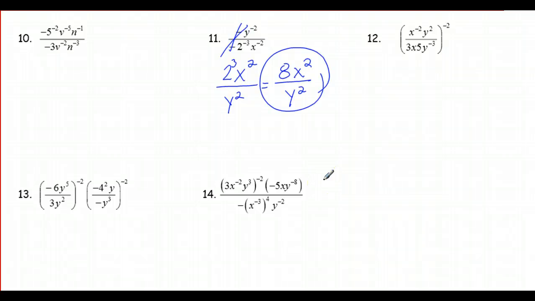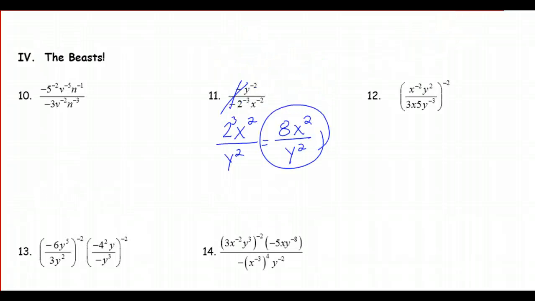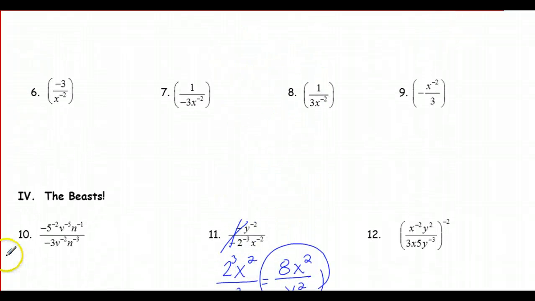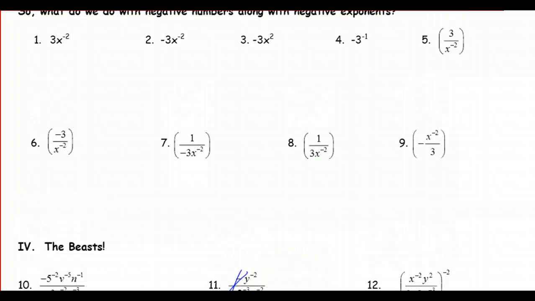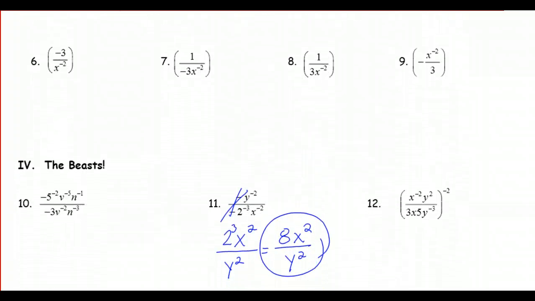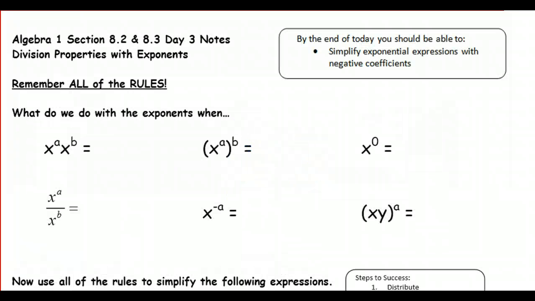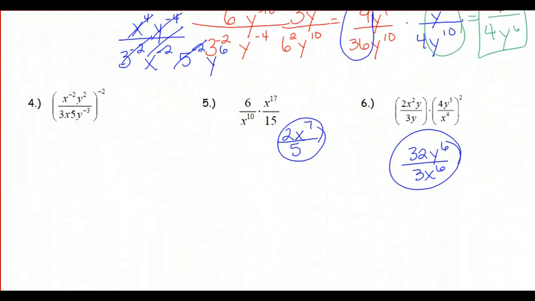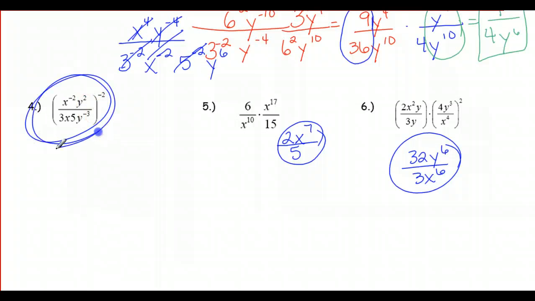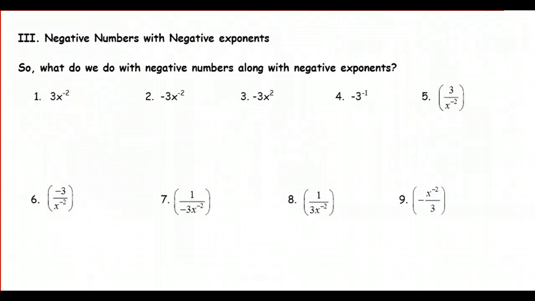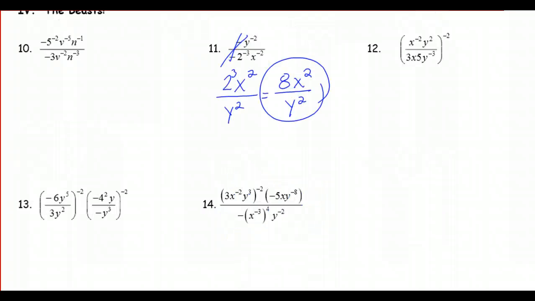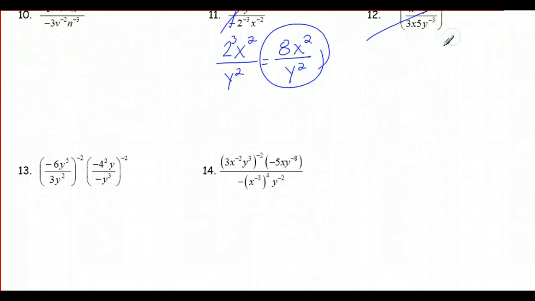Alright, number 12, I'm going to go ahead and distribute my, this one looks like one we just did. Is it? Wait, where was that one? I think it was on the first page. Let me just go back just for a second. X to the negative second. Oh, we did. We just did it right here. Alright, so we're going to skip that one. Alright, so skip 12. We're going to go on to 13.